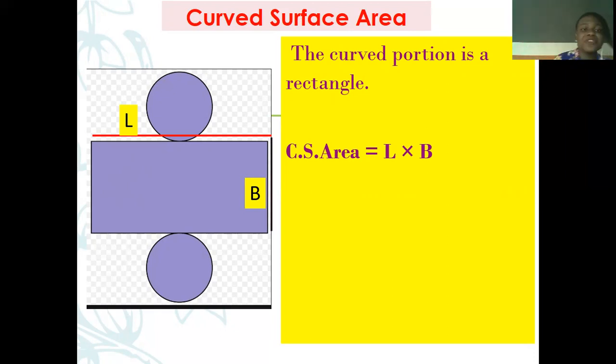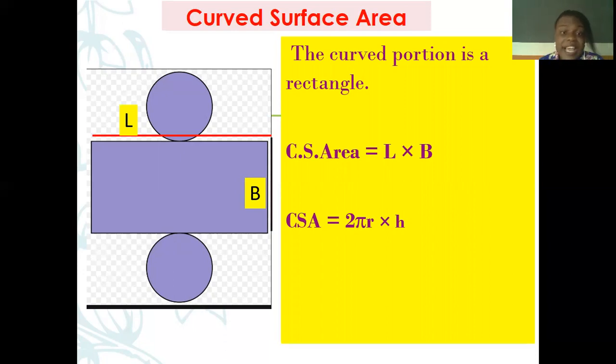So the length of the rectangle, L, is the same thing as the circumference of the circle, because at one point they were bound together. Remember the circumference of the circle is what? The formula for circumference of the circle is pi d or 2 pi r. Let's go with 2 pi r. So curved surface area here is going to be 2 pi r times h. Remember that h is the height of the cylinder, but it's the same thing as the breadth of the rectangle.